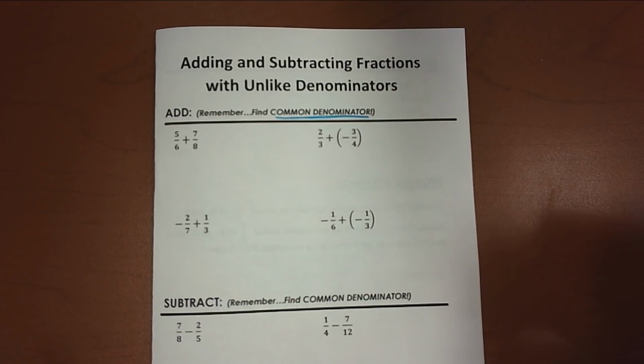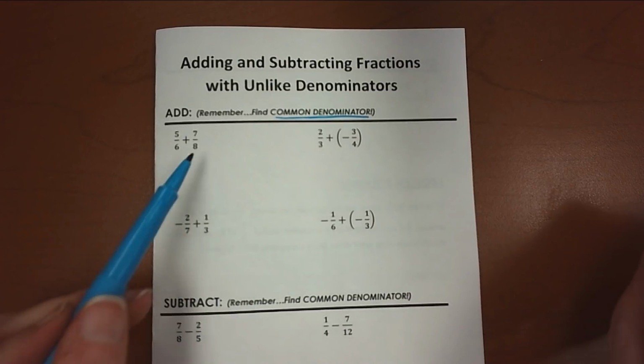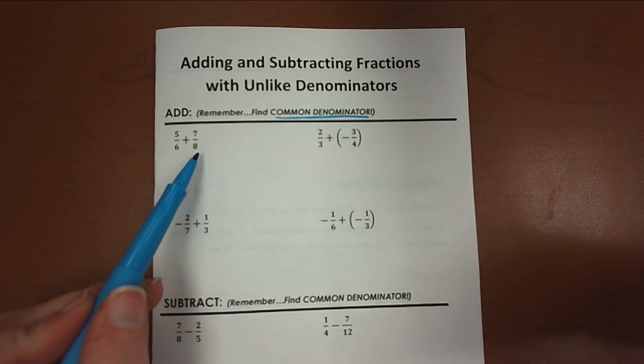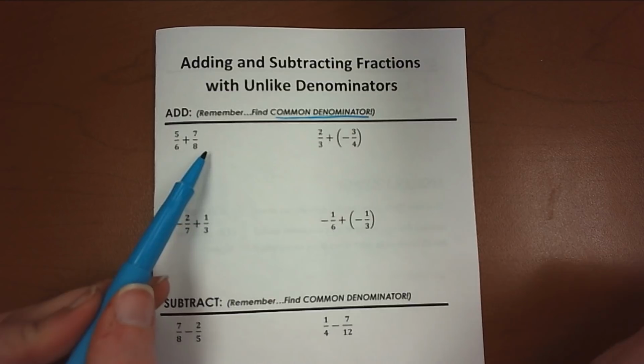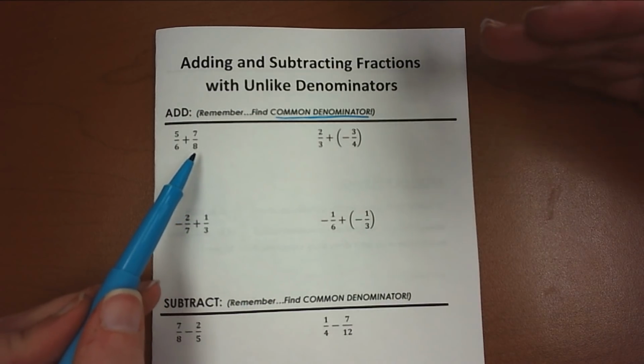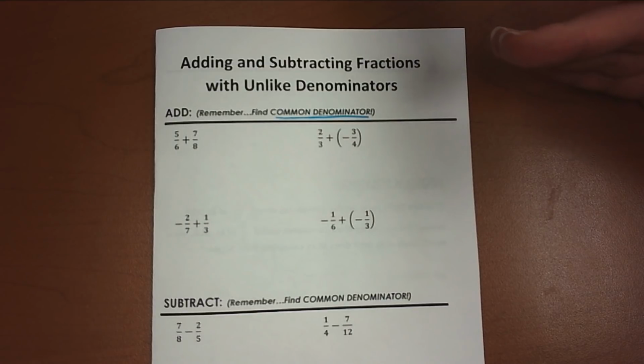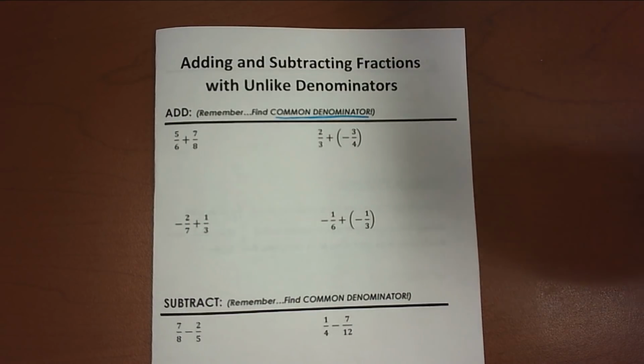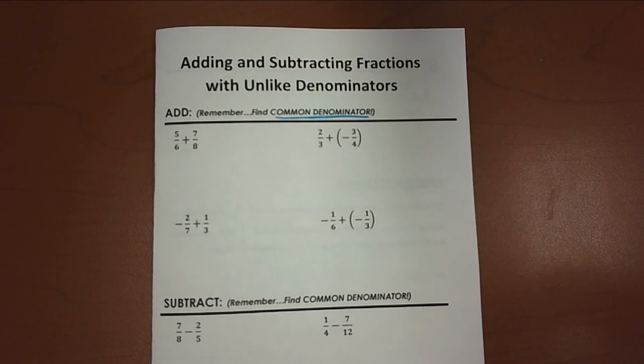And so I know that I'm going to think about my bigger number first, 8. 6 can't go into 8. 8 times 2 is 16. 6 can't go into 16. 8 times 3 is 24. 6 does go into 24, so I'm going to try and make both my denominators 24.